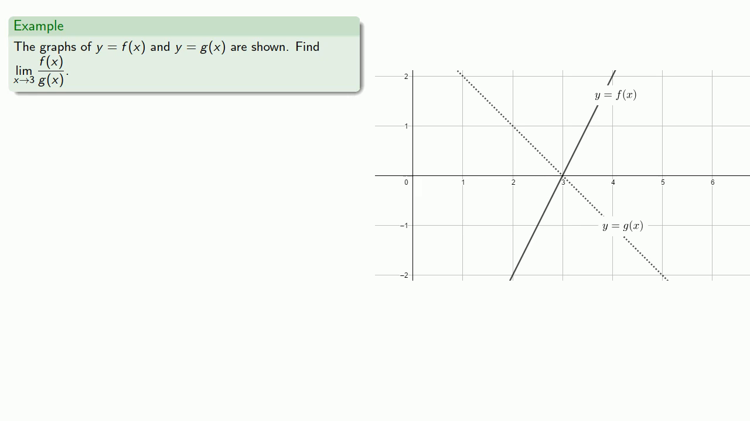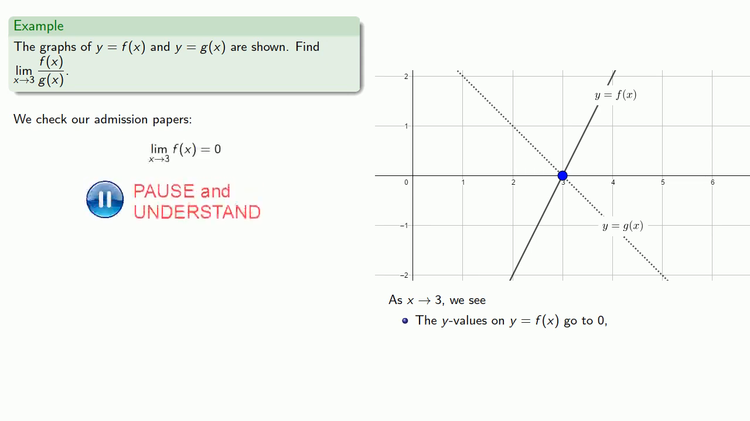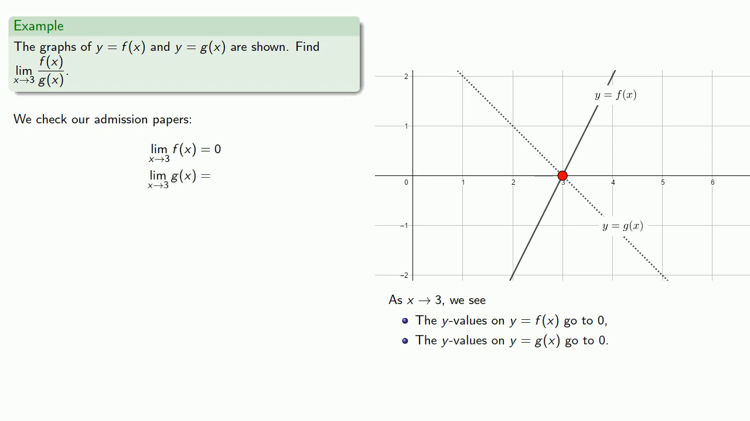The limit as x goes to 3 of f of x: we see that as x goes to 3, the y values on y equals f of x go to 0, and so that means the limit will be 0. And as x goes to 3, the y values on y equals g of x also go to 0, and so the limit as x approaches 3 of g of x will be 0, and so L'Hopital's is relevant.